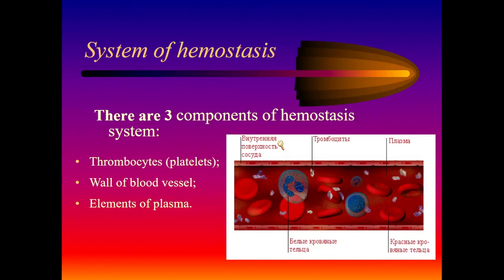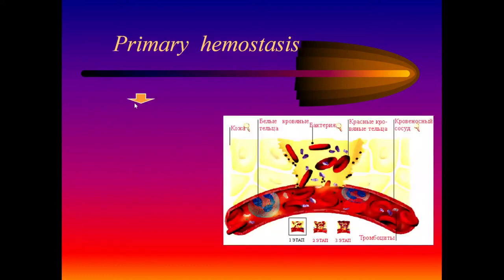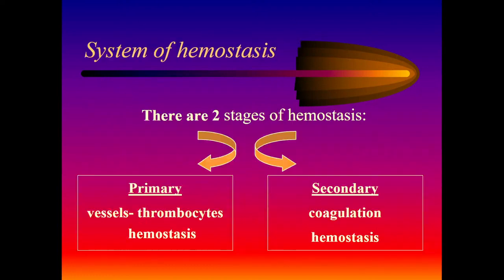Yeah, continue our lectures about the system of hemostasis. There are three components of the hemostasis system in the human body: thrombocytes or platelets, the wall of blood vessels, and elements of plasma. According to these parameters, there are two stages of hemostasis: primary vessel-thrombocyte hemostasis, and the secondary stage, coagulation hemostasis.